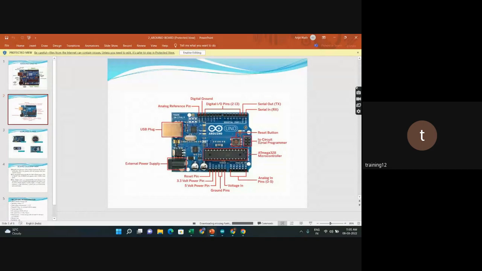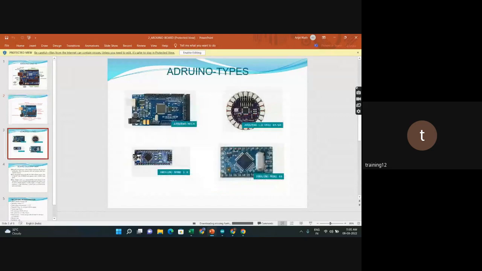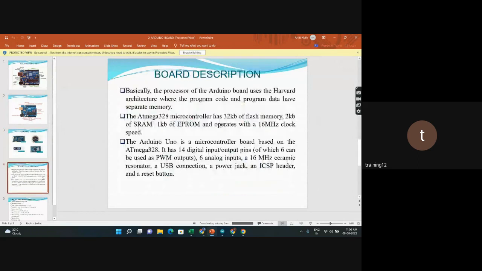This is the in-circuit serial programmer, and this is the reset button. Next, there are different types of Arduino. The Arduino Uno is not the only type. There are many types of Arduino. First is Arduino Mega, then Arduino LilyPad, and the third one is Arduino Nano 3.0, and next is Arduino Mini 0.4. So, the board description.